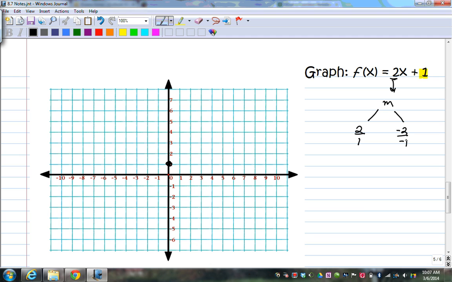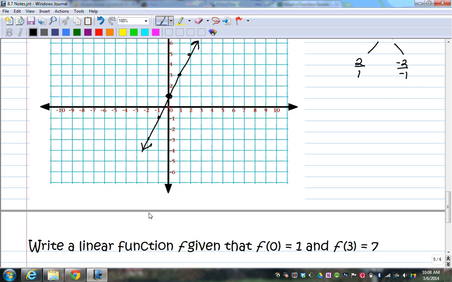Let's use both. The first one, 2 over 1 means go up 2 to the right 1. Up 2 to the right 1. The other one says go down 2 to the left 1. So down 2 to the left 1, down 2 to the left 1, and they line up still. And there is our graph. That is the graph of f of x equals 2x plus 1. Not too bad? I don't think so. Alright, moving on. Last thing.